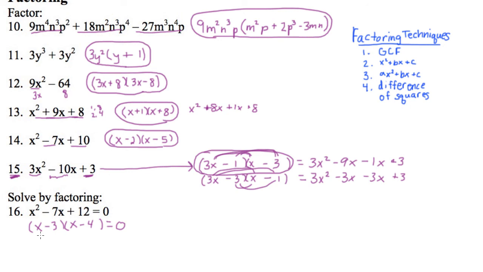So I can use the zero product rule. I know that I have this times this is equal to 0. To get something to equal 0, either this piece is going to have to equal 0 or this piece is going to have to equal 0. What would x have to be to make this piece be 0? And what would x have to be to make this piece be 0? And there are my two answers.